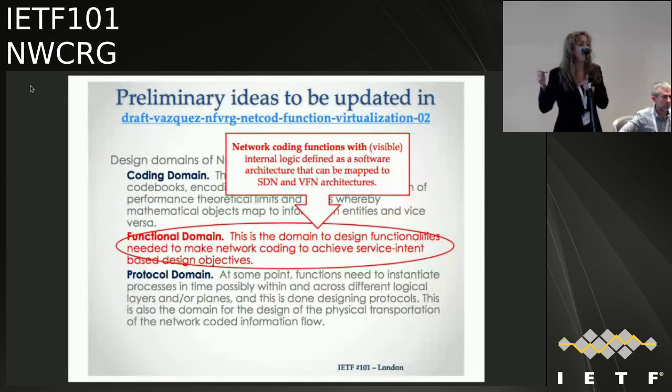So in this draft in particular, what we look at is the functional domain. What are the functions that the network code needs? In this domain, we make real what we said before, that we propose a visible internal logic and internal architecture that we will prove can be mapped directly to SDN and NFV architectures.